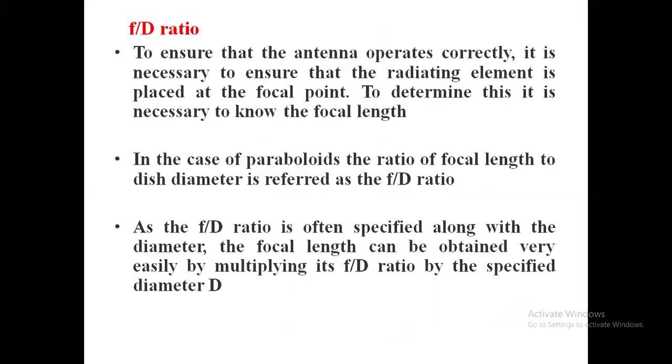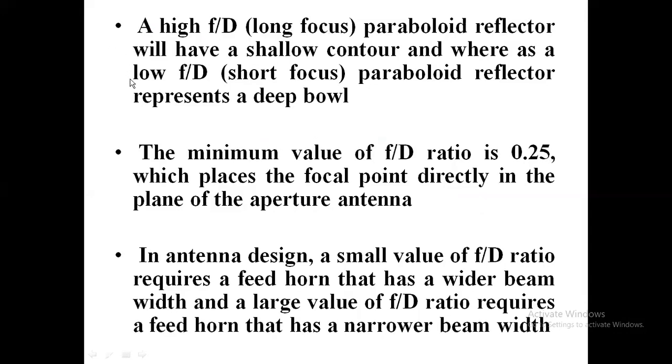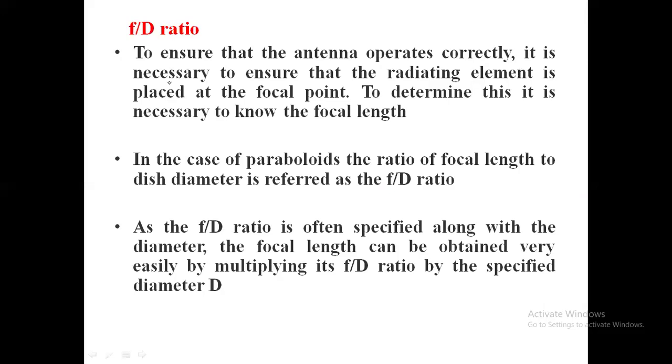F by D ratio is nothing but, for example, if you take a feed system, to properly manage the feed system or to properly make the feed system operate, the most important thing is the calculation of F by D ratio. To ensure that the antenna operates correctly, it is necessary to ensure that the radiating element is placed at the focal point. To determine this, it is necessary to know the focal length.